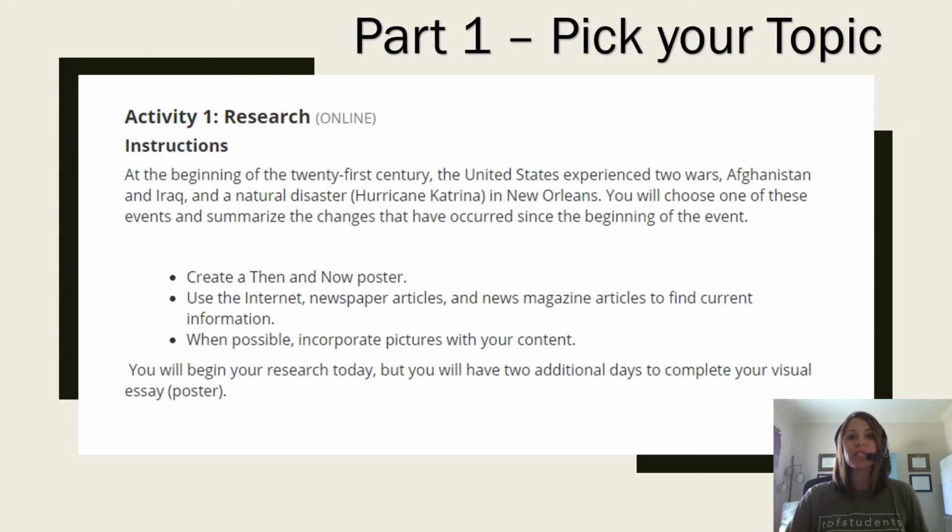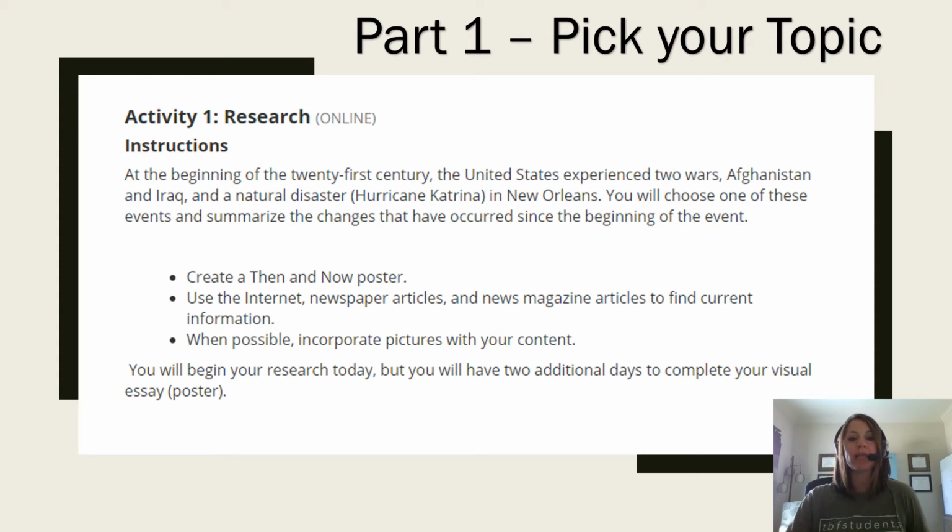Part 1, which is Lesson 7, Unit 13, Lesson 7, basically is just going to have you pick your topic. So it goes over in the student guide. At the beginning of the 21st century, the United States experienced 2 wars, Afghanistan and Iraq, and a natural disaster, Hurricane Katrina in New Orleans. So you're going to choose one of these events and summarize the changes that have occurred since the beginning of the event. So you have 3 events to pick from. It does need to be one of these 3 events.